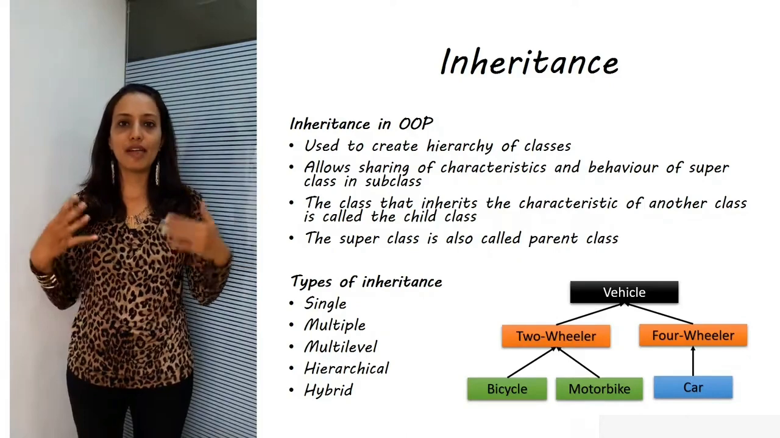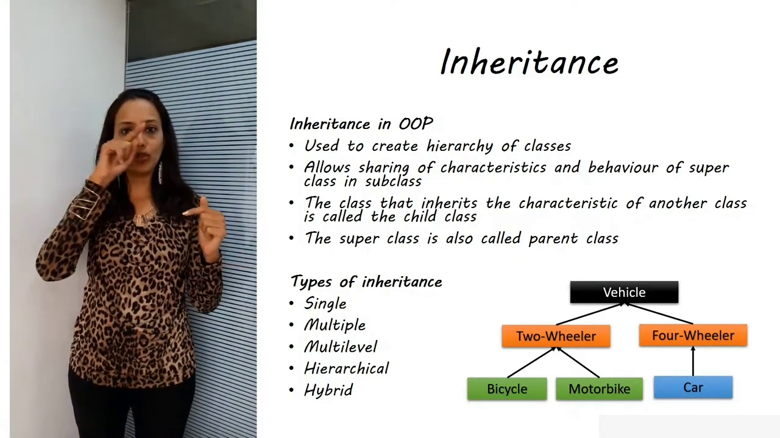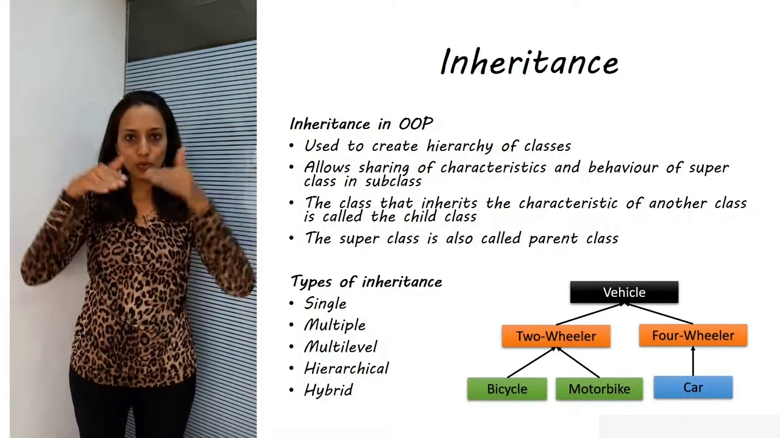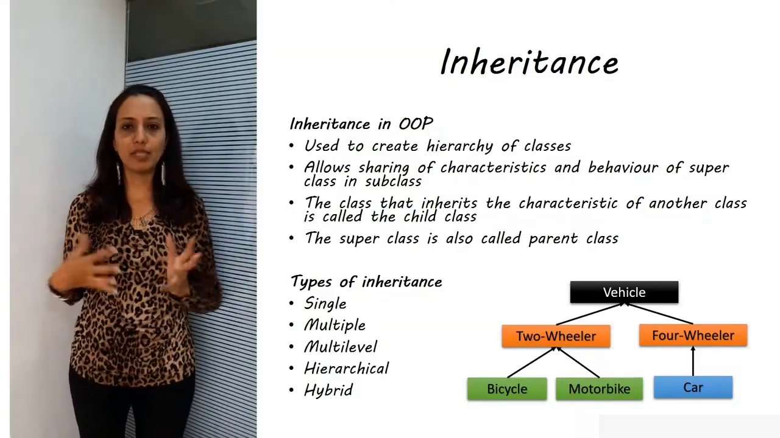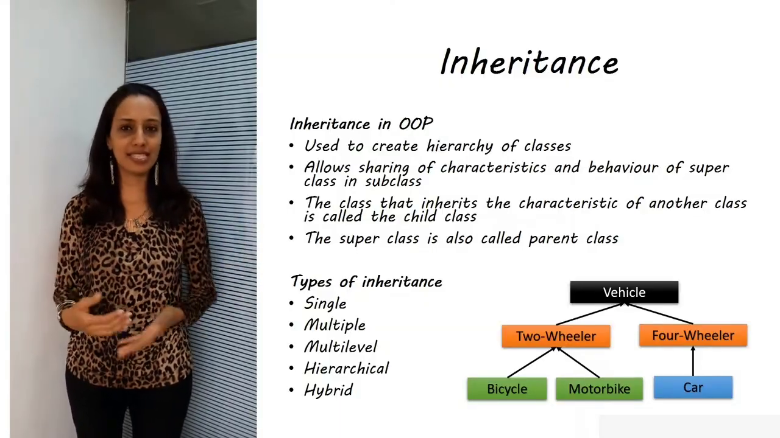Then there is something called hierarchical inheritance, in which you will go in the form of a hierarchy, like an inverted tree. And then there is hybrid inheritance, which is a combination of multiple, multi-level, and all these inheritances.